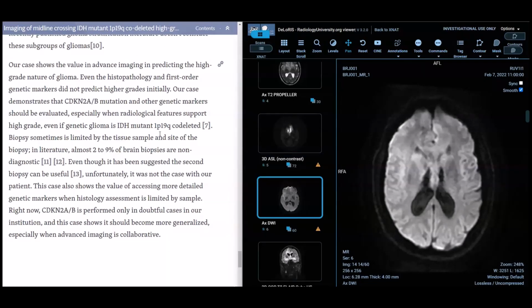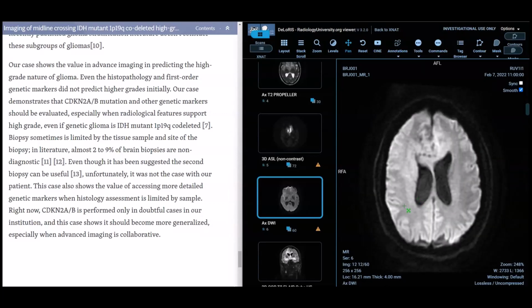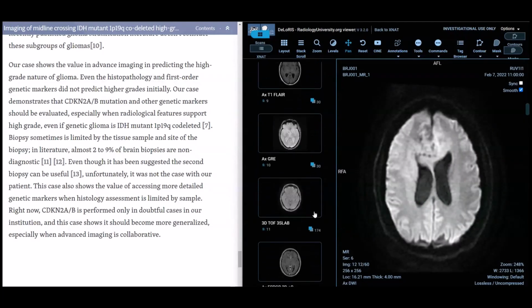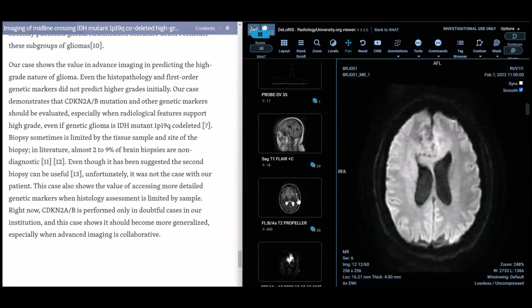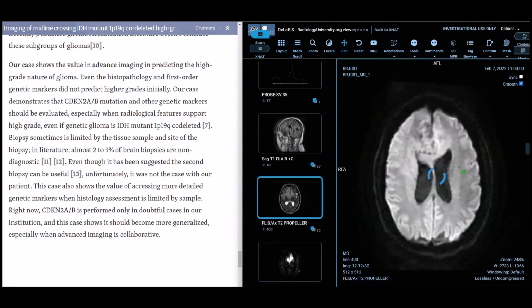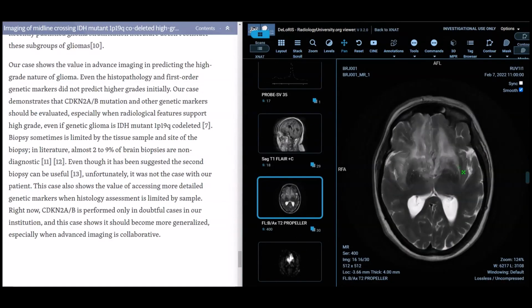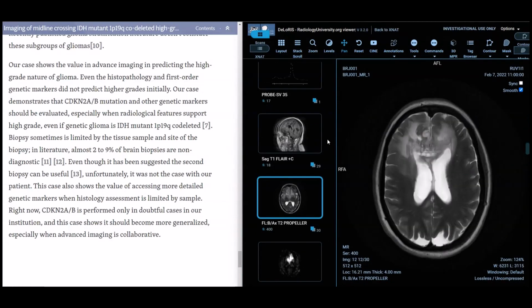Our case demonstrates that CDKN2A/B deletion and other genetic markers should be evaluated, especially when radiological features support high grade, even if the glioma is IDH mutant 1p19q co-deleted. Biopsy sometimes is limited by the tissue sample and site of the biopsy. In literature, almost 2 to 9% of brain biopsies are non-diagnostic.